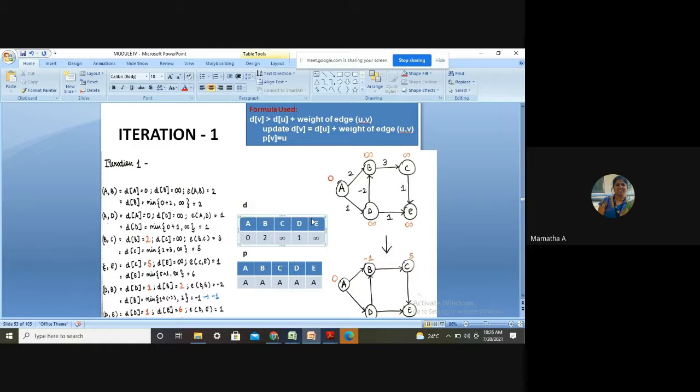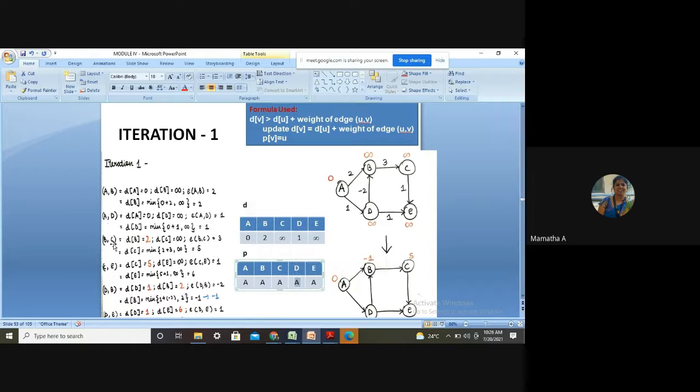So I should even update the P array. So P of V equals U. Only if it is taking the path using U as the intermediate, you have to update. Otherwise, do not update it. So P of V equals U. You can observe P of D is equal to A. It's already there, so nothing to worry.